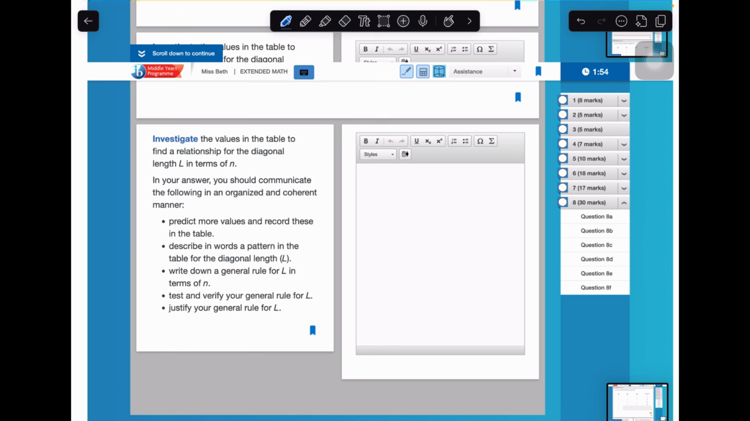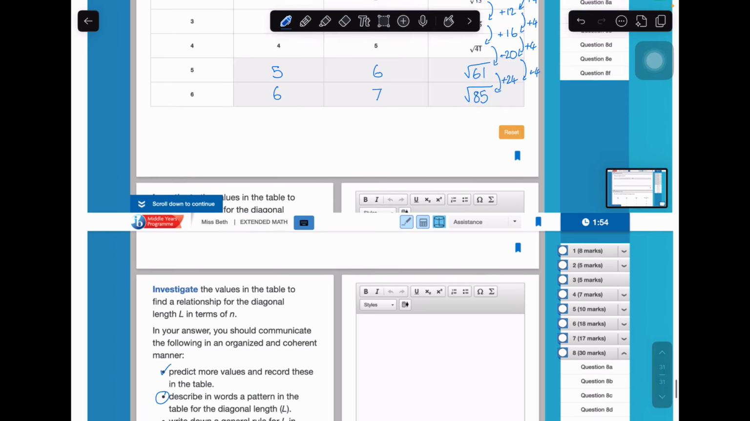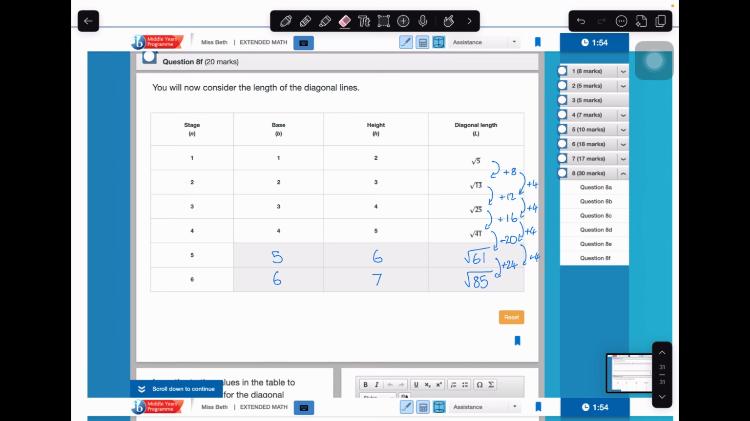In your answer, you should communicate the following in an organized and coherent manner. So predict more values and record these in the table. We've done that, so I can tick that off. The first thing that I need to include here is describe in words a pattern in the table for the diagonal length L. So I need to look carefully in terms of my pattern.